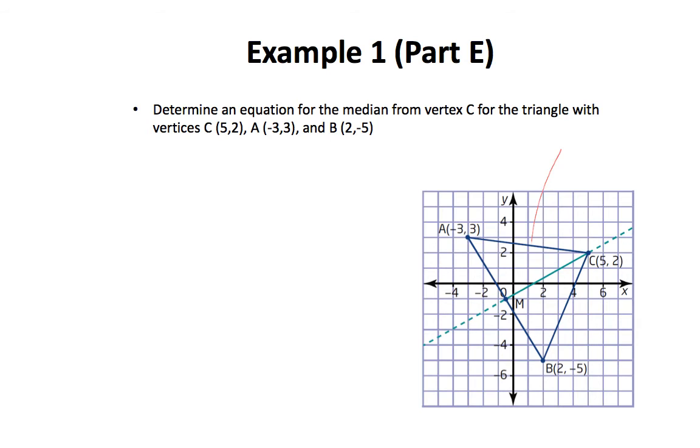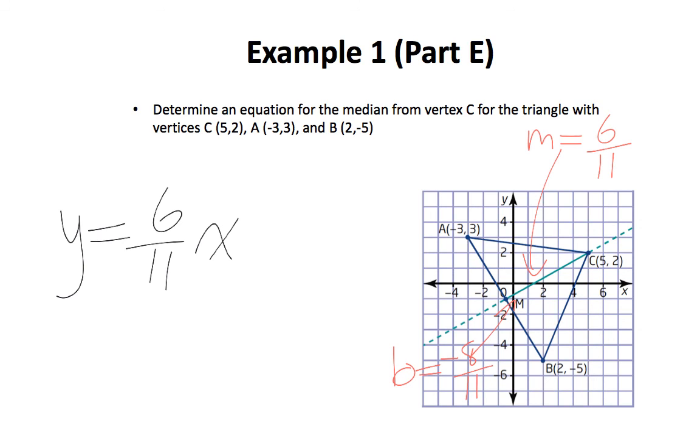We determined the slope of the median to be 6 over 11, and we also found the y-intercept of our median, and that turned out to be -8 over 11. Since you have the slope and y-intercept of the median, you can write its equation, which is y equals 6 over 11 x subtract 8 over 11.